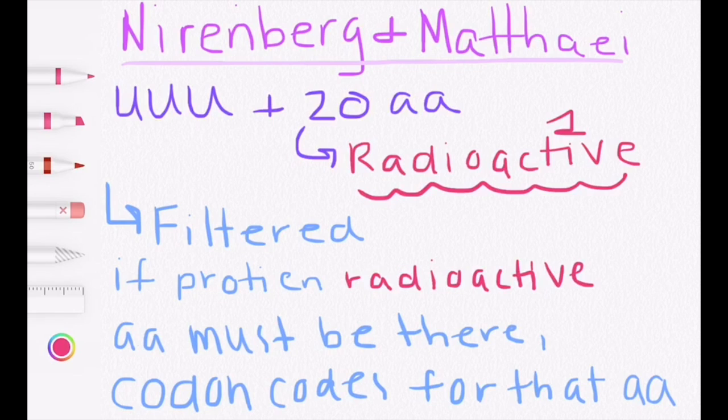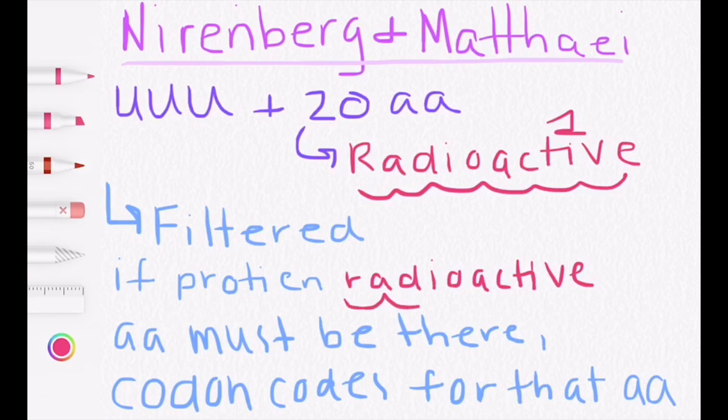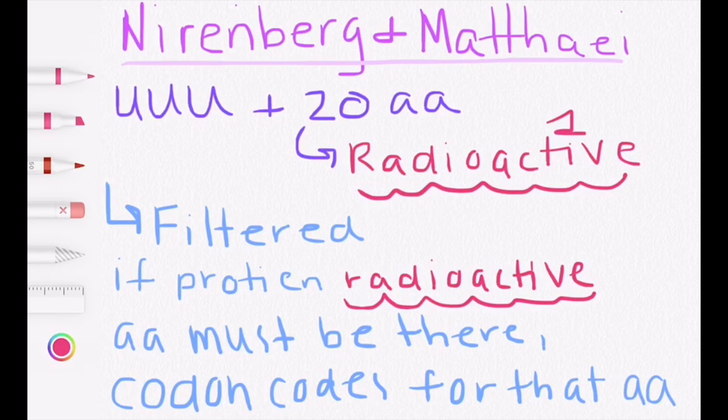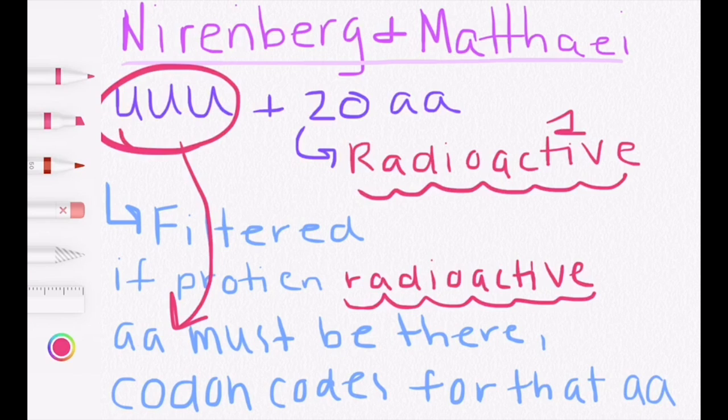And then they filtered it. After they filtered it, if they got a protein that was radioactive, that means a radioactive amino acid must have been incorporated into the protein. And since the amino acid was radioactive, that means it had to be coded for by the codon that they put in there, which was UUU. So this determined that that codon had to code for that amino acid.